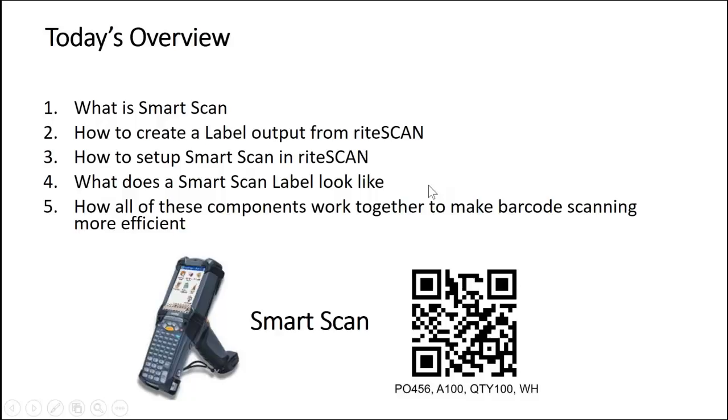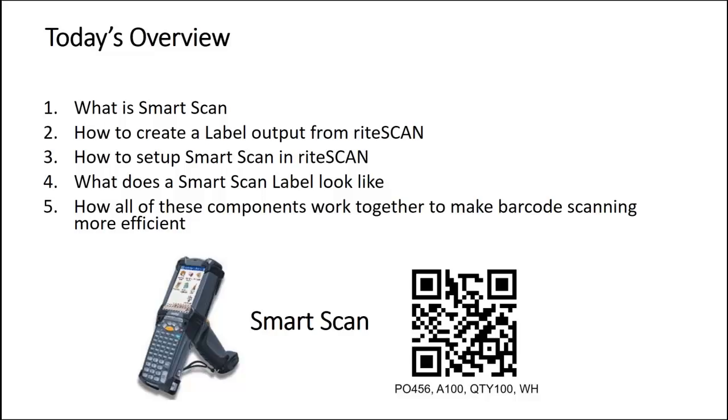Today's plan: we're going to review SmartScan and go through how to set up a label output from riteSCAN. That's how we set up the label format for riteSCAN to read and send to the label software. Then we're going to go through how to set up SmartScan, how we map those data variables that we want to put into a barcode. And then, what is SmartScan?